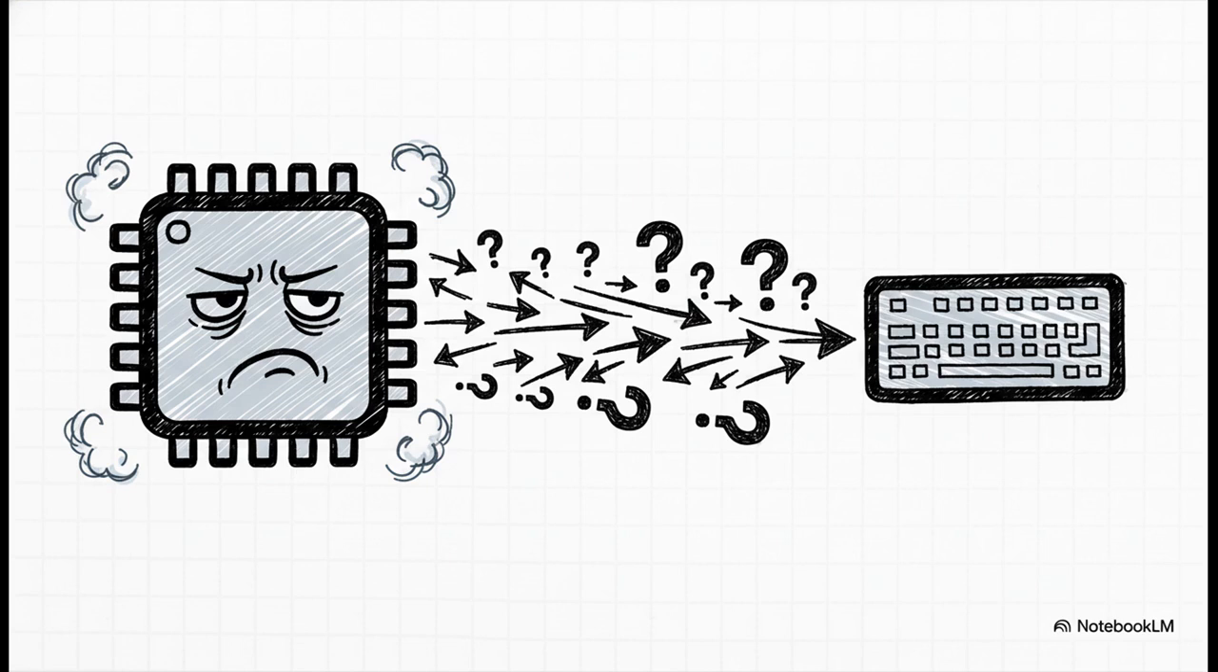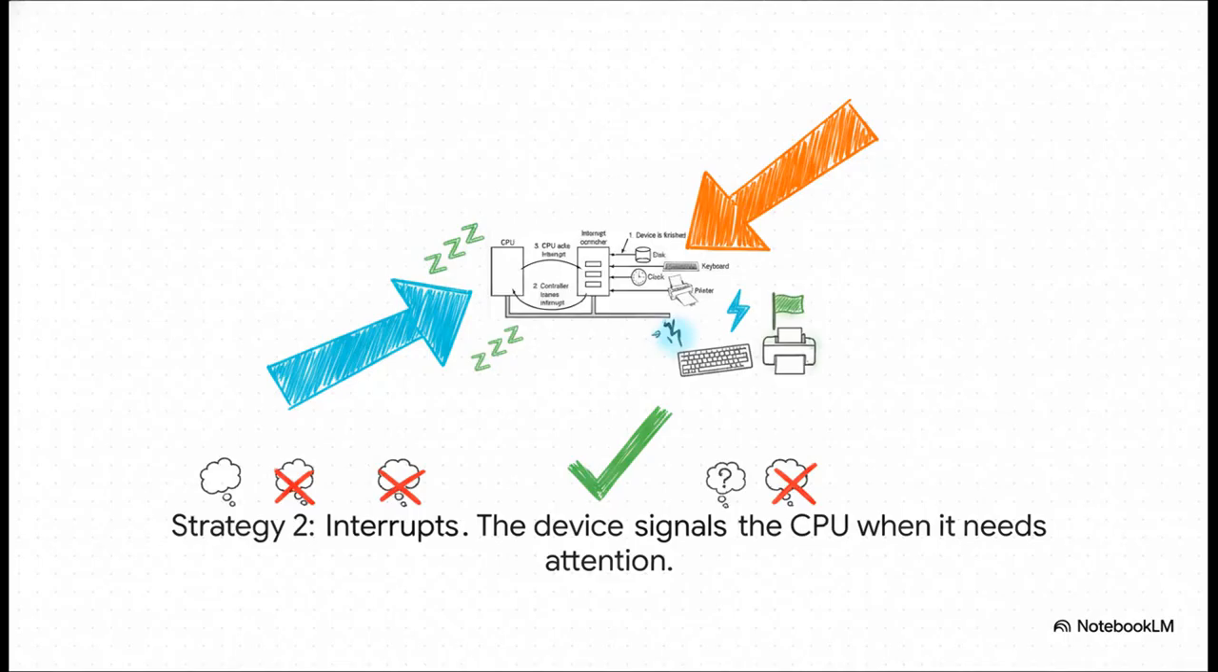So first up is polling, and this is the simplest, but oh my gosh, also the most annoying method. It is exactly like a kid in the back of a car on a long road trip just constantly asking, are we there yet? Are we there yet? How about now? The CPU just repeatedly, endlessly checks the device to see if it's ready. They call this busy waiting because the CPU is definitely busy, doing absolutely nothing but waiting. It is incredibly wasteful.